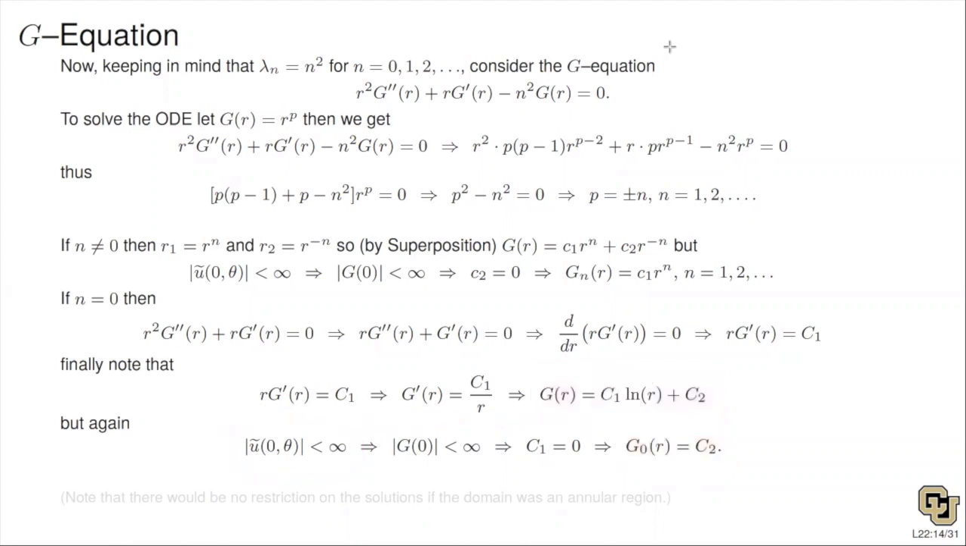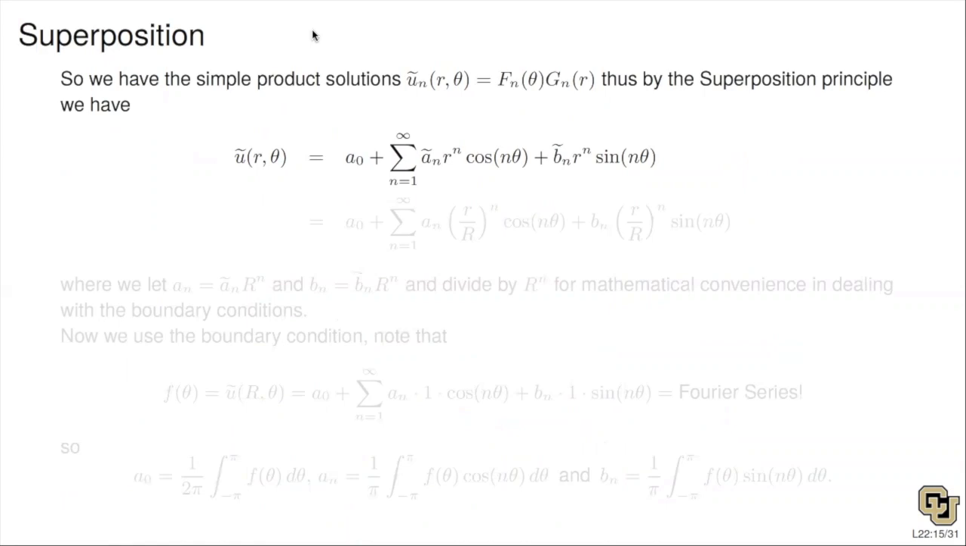And as before, if we're looking at an annulus, for example, we would not have to get rid of the natural log of r. It's bounded on an annulus because r doesn't go to infinity. So we can form the product solution. And so very carefully, here's the G equation solution. And here is the F equation solution, the cosine plus sine. And we just multiplied G by F and distributed across both terms.